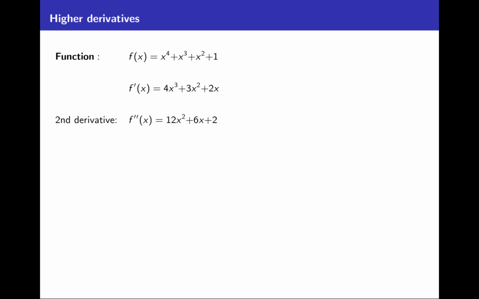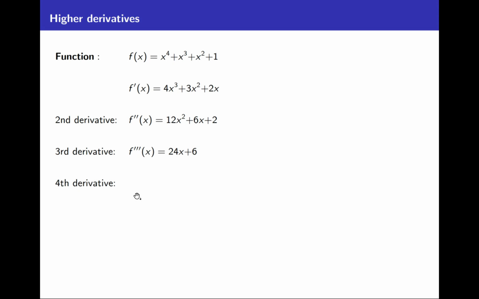And of course, there's no reason to stop with the second derivative. We could take the derivative of the second derivative. That would be the derivative of f prime prime, which we'll denote as f prime prime prime of x. And that's the derivative of 12x squared plus 6x plus 2, so it's 24x plus 6. And that's called the third derivative. And of course, you can keep going. You can take a fourth derivative, which would be the derivative of the third derivative.